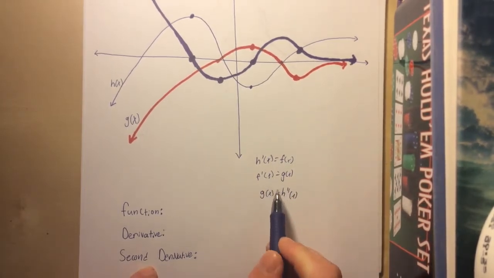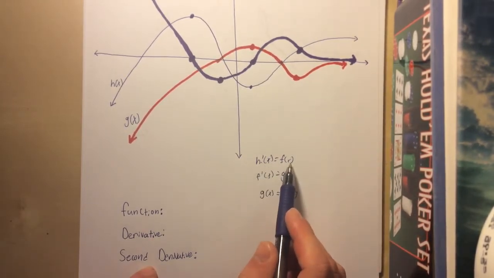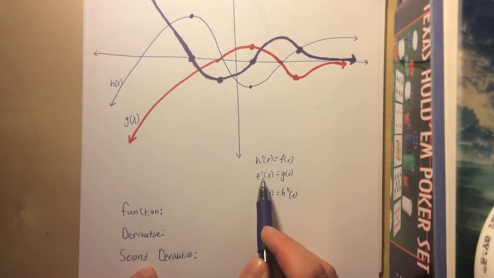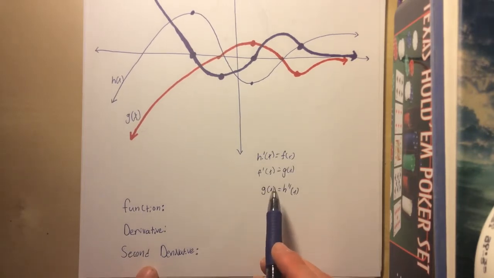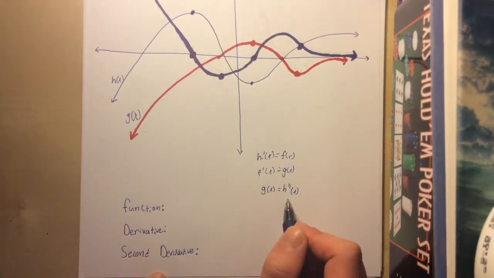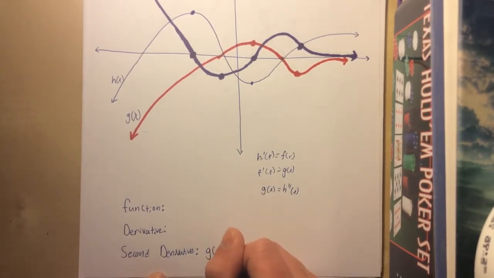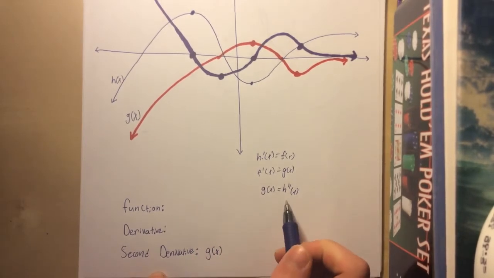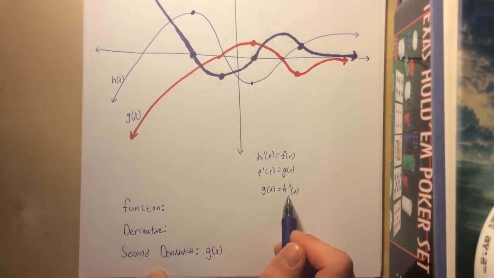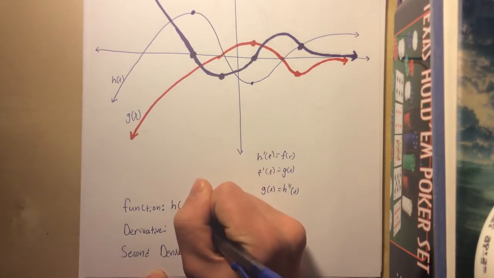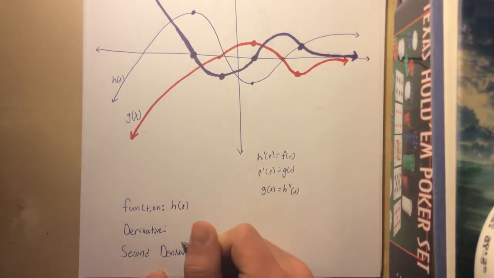Since to get from h to g, we take the derivative to find f, and then we take the derivative of f to find g. And from there, it'll make it a lot easier. G of x is our second derivative. And of what? G of x is the second derivative of h, so h is our function, leaving us with f of x as our first derivative.